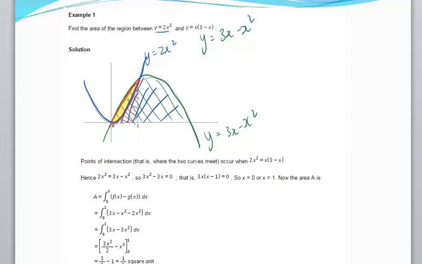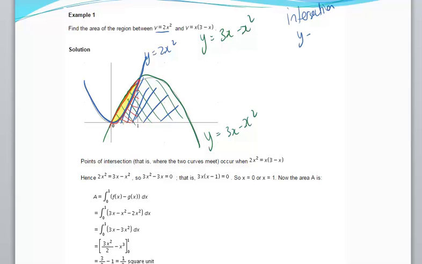So what we need to do is find our area under our green curve, y is equal to 3x minus x squared, and subtract away the area under our blue curve, y is equal to 2x squared. Our first step is we need to find our points of intersection. So our points of intersection is where they meet.